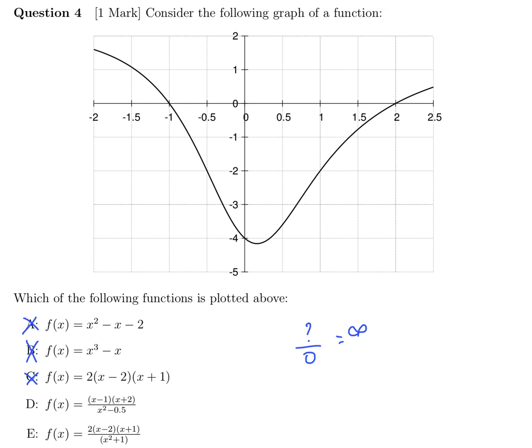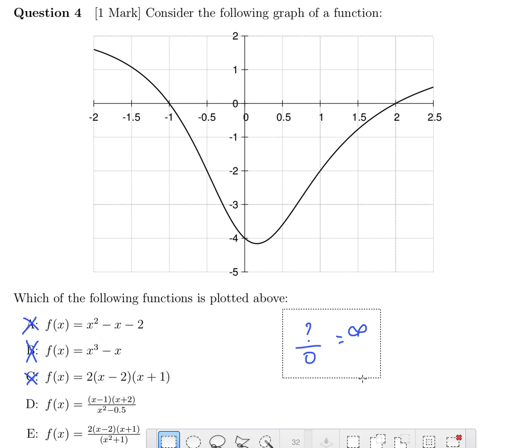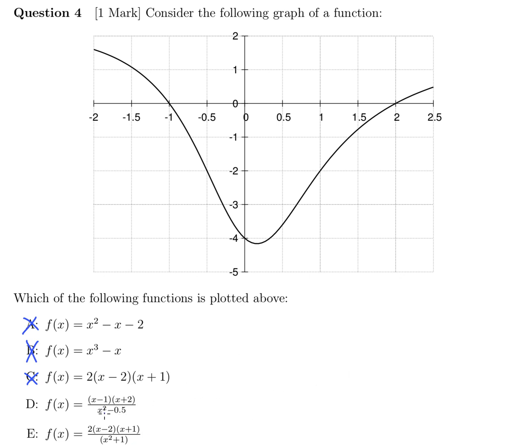Now, D would have an asymptote, because for the bottom of this fraction, there is a number that makes the bottom of the fraction 0, and it's when x squared is equal to 0.5, or x is equal to the square root of 0.5. So D would have an asymptote, which means it can't be D, because our graph doesn't have an asymptote.